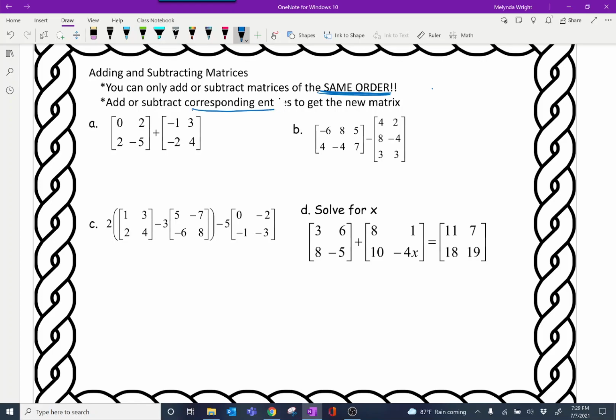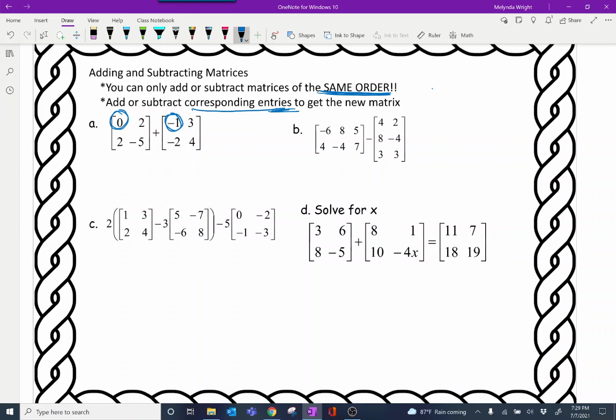So what's a corresponding entry? A corresponding entry would be, like if we look at the order, this location would correspond to this location. You know, the top row, the first column, that they correspond to each other. Kind of like corresponding triangles, right? Remember that geometry, corresponding triangles? The parts of it, like a corresponding angle. But they correspond. In this case, they're in the same location in the matrix.